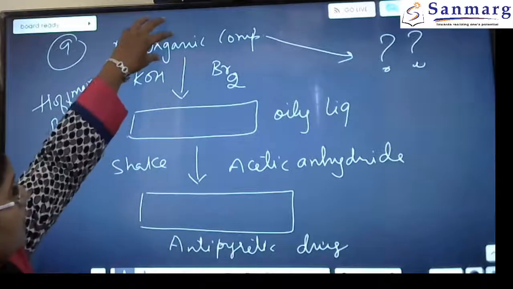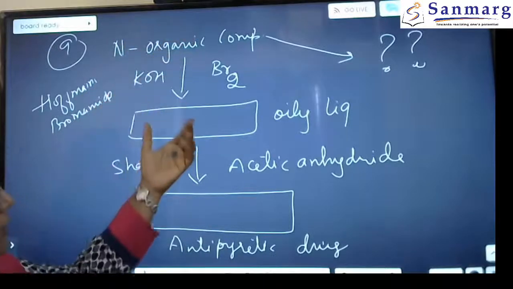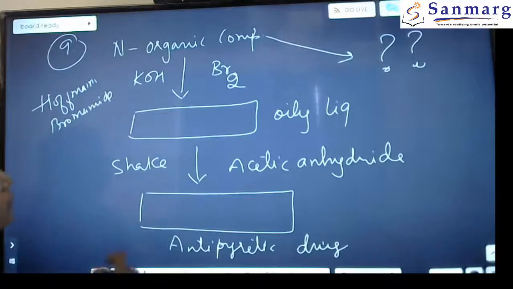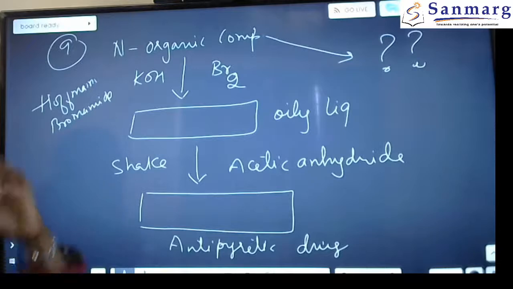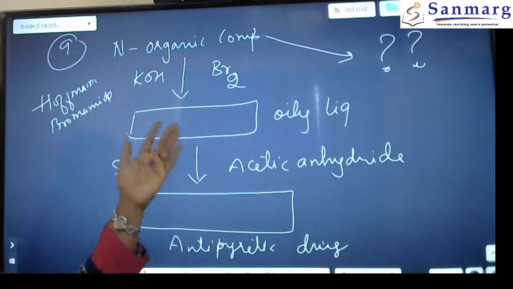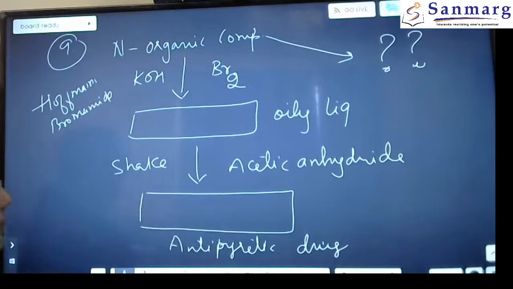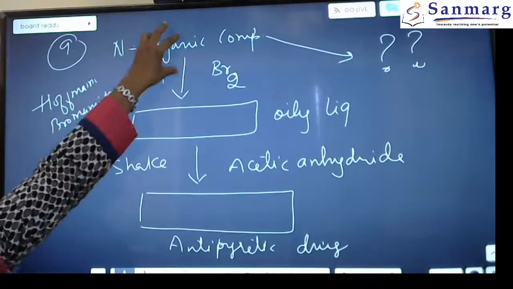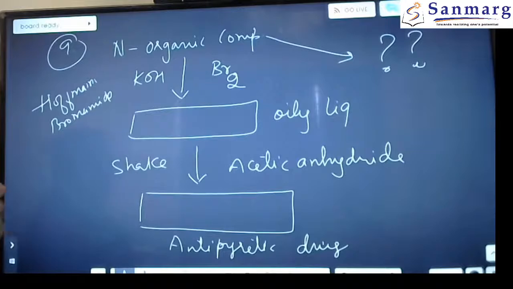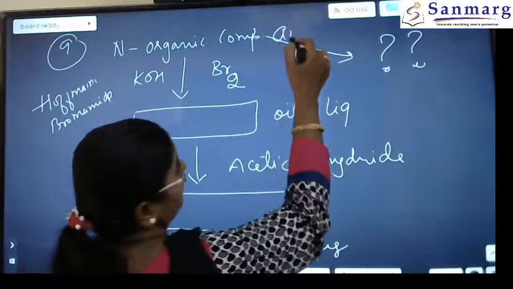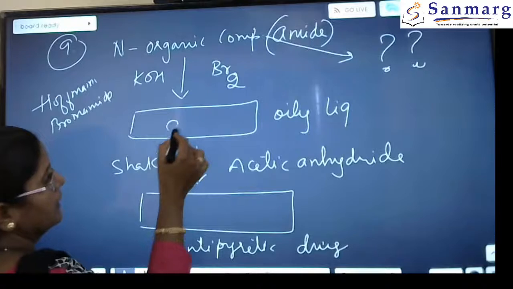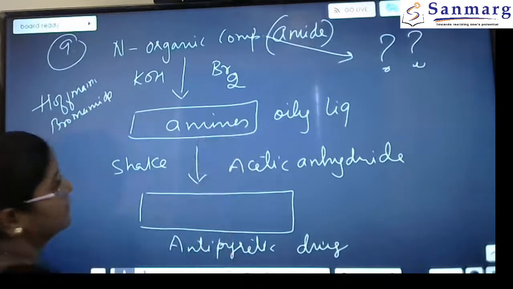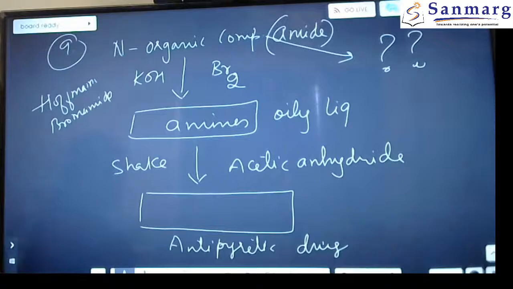So here this nitrogen containing compound is converted to an amine. If you take benzamide, it will be converted to aniline. If you take acetamide, it is converted to ethylamine. Like that, respective amides are converted to respective amines. Such a reaction is called the Hofmann bromamide reaction. So the compound taken here is some amide, and whatever you get is an amine. Let us see what we have taken in this reaction.